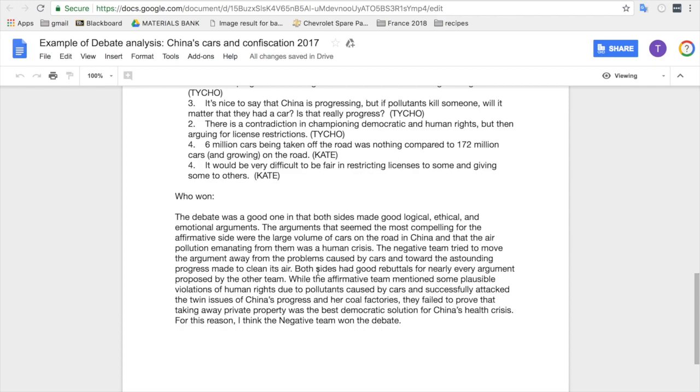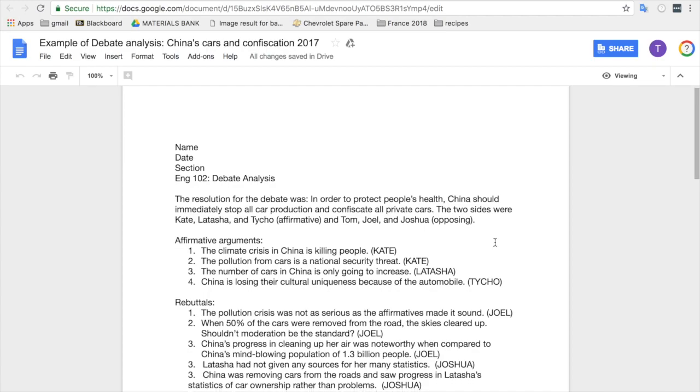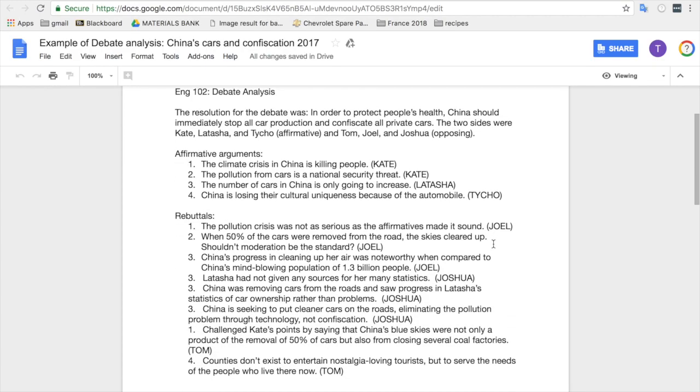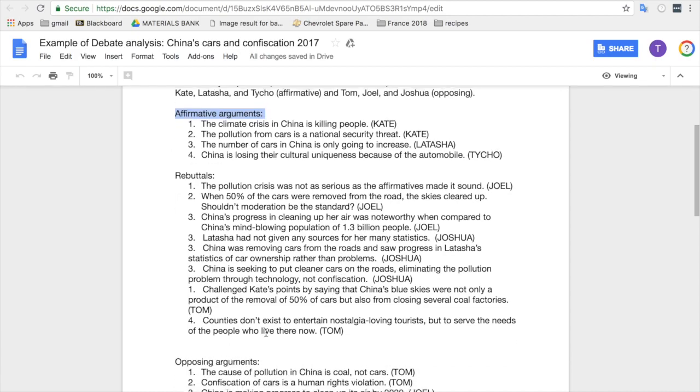So with the first paragraph, you need to state what the resolution was for this debate, and also who were the 2 sides, and who was in the affirmative side and the opposing side. Then you need to say what were the arguments for each side. So here are the affirmative arguments. There were 4 arguments in total with the names of each person who made the arguments.